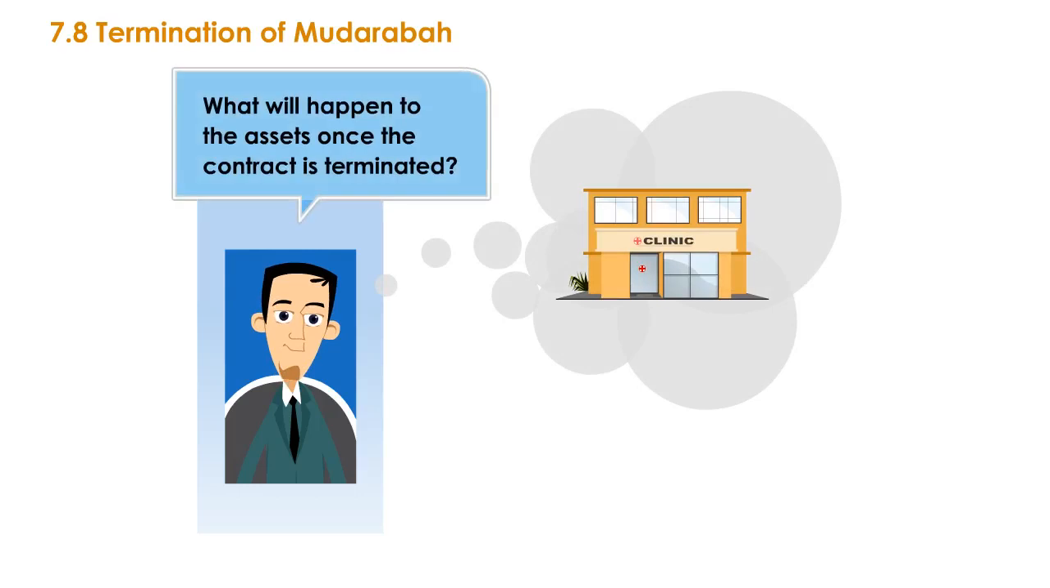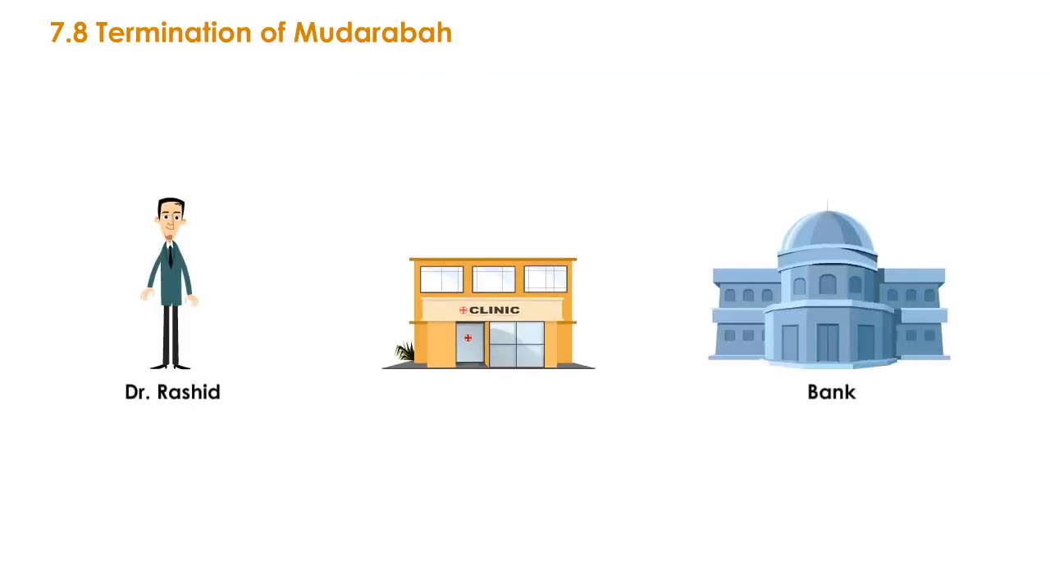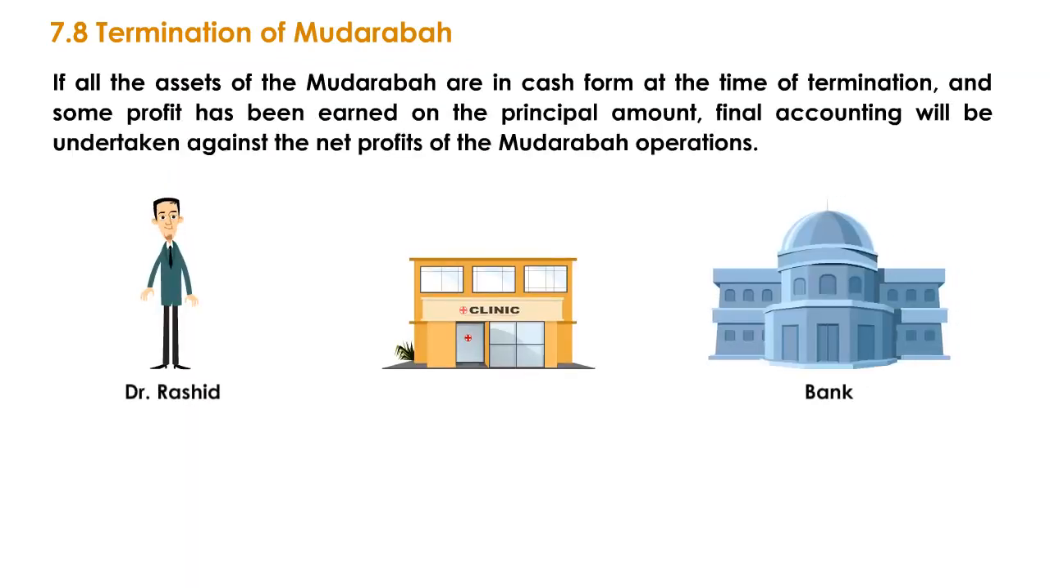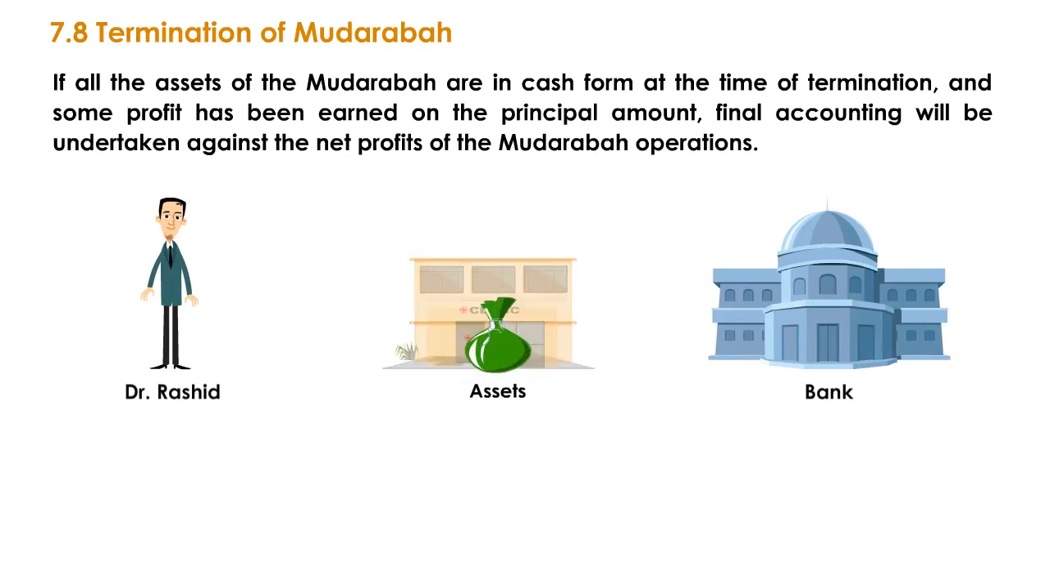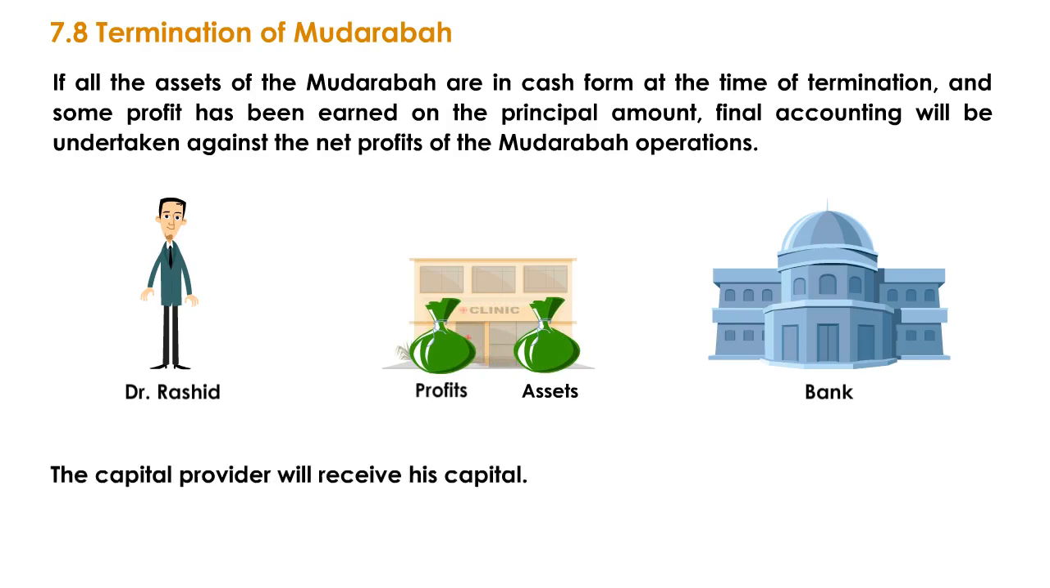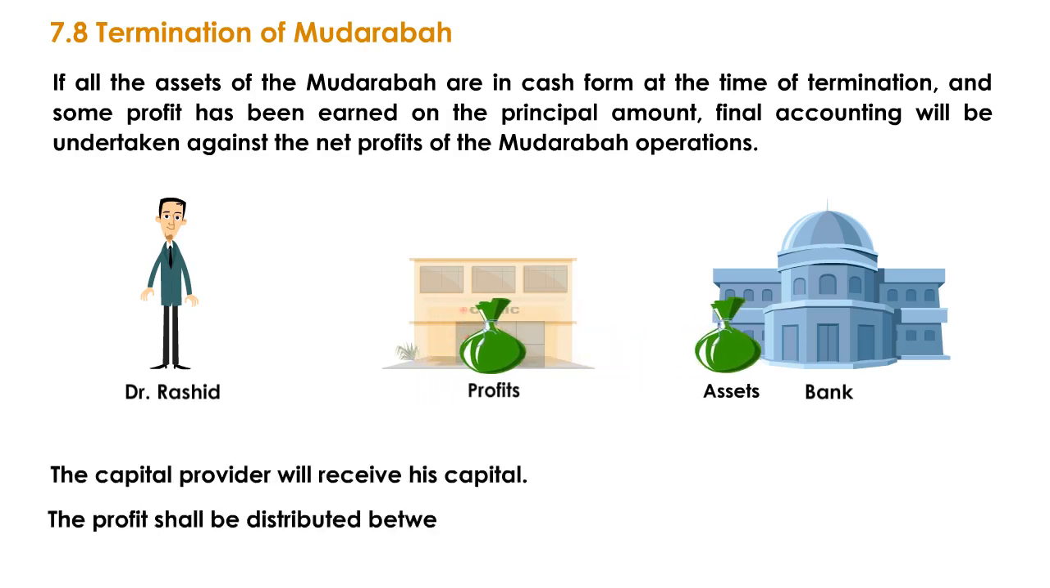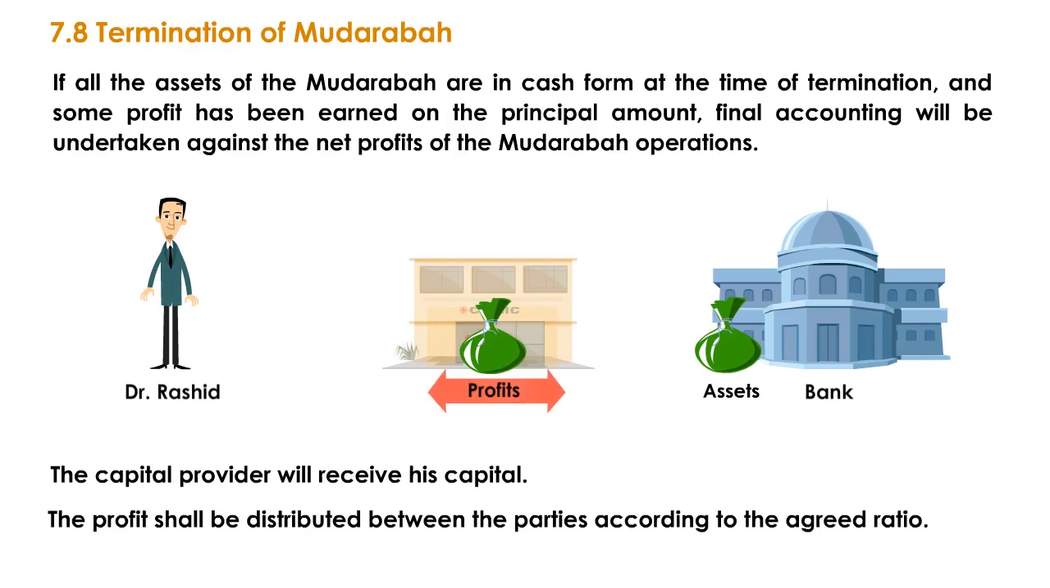What will happen to the assets once the contract is terminated? If all the assets of the Mudaraba are in cash form at the time of termination and some profit has been earned on the principal amount, final accounting will be undertaken against the net profits of the Mudaraba operations. The capital provider will receive his capital. The profit shall be distributed between the parties according to the agreed ratio.